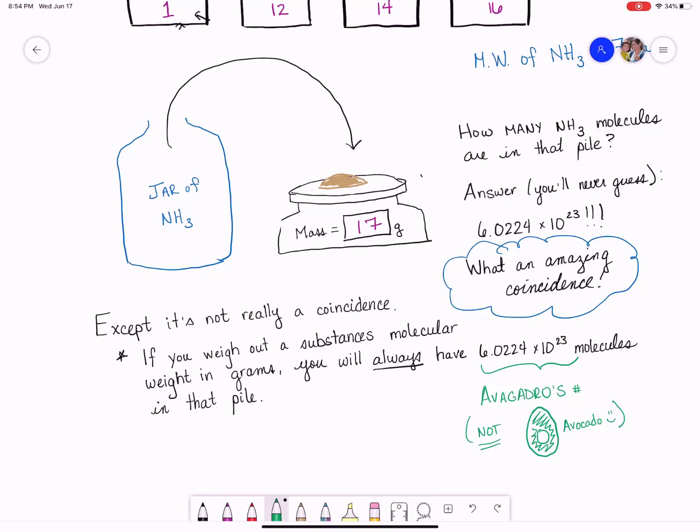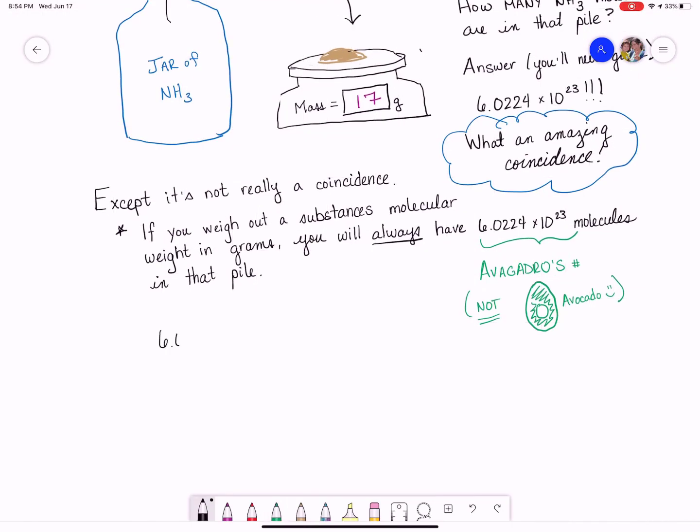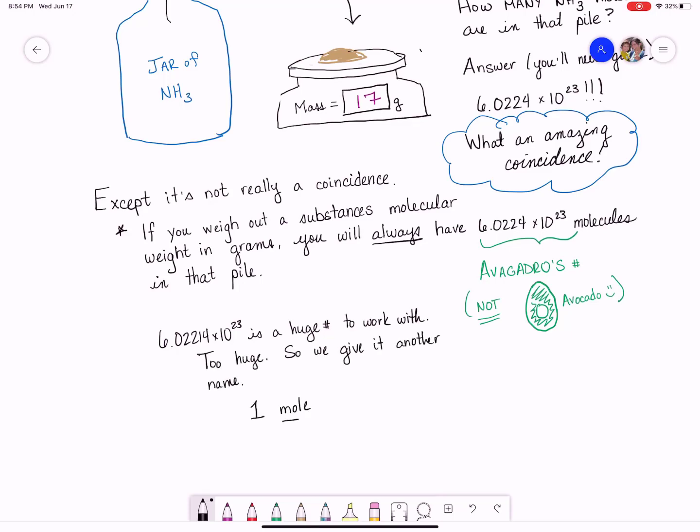And it's huge. It's a huge number. So it's really bulky and difficult to deal with. So we apply a different name to it. We call that giant number a mole. 1 mole, M-O-L-E, like a mole on your face.